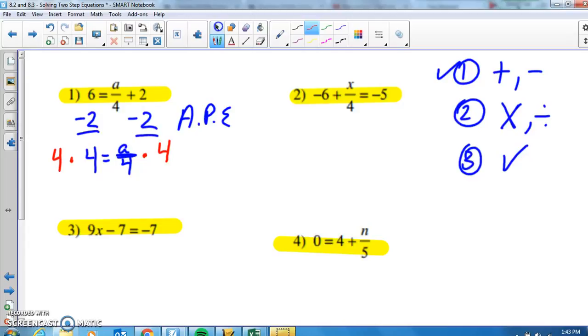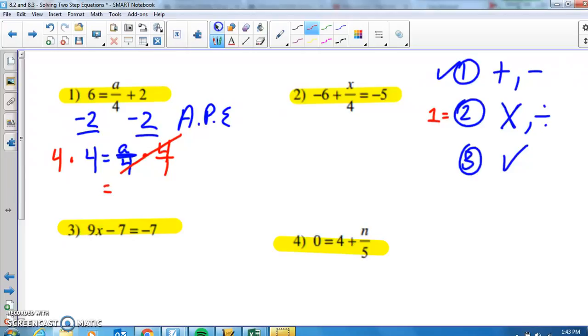Now, a lot of times students don't understand how this cancels out. Because remember, when you multiply and divide, it has to equal 1 whole. Think about this as a fraction, a over 4 times 4. As a fraction, that would be 4 over 1. These 2 4's cancel out. A lot of times students just write it as 4 and then cancel that. Just know that they cancel out.